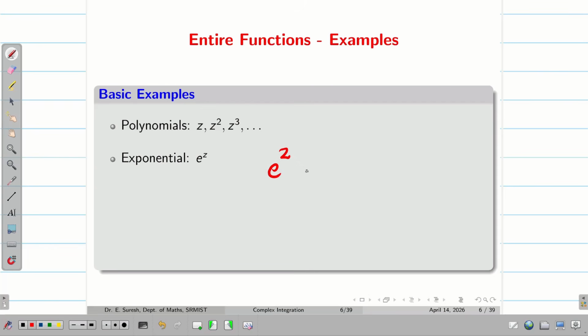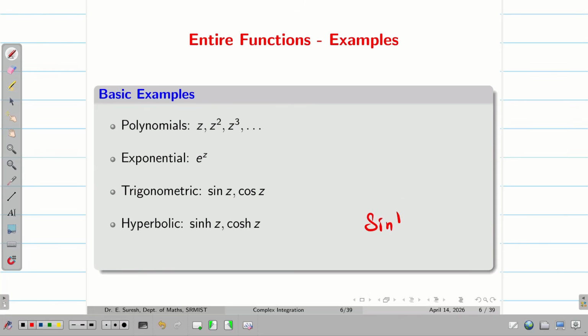Similarly, e power z and e power minus z are entire functions. They are analytic everywhere. In the case of trigonometric functions, sin z and cos z are analytic everywhere. Similarly, in hyperbolic functions, sinh z and cosh z are analytic everywhere. They are entire functions. And very obviously, constant functions are entire functions. Why are we dealing with this here? We are going to use this content in problem solving.